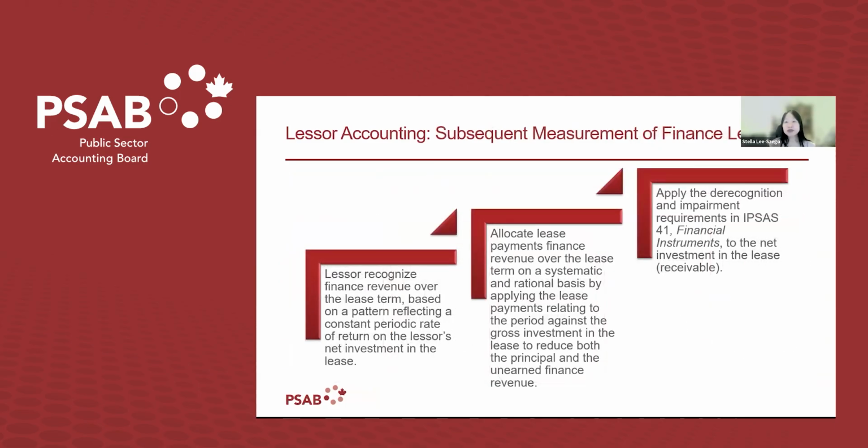A lessor recognizes finance revenue over the lease term based on a pattern reflecting a constant periodic rate of return on the lessor's net investment in the lease. A lessor aims to allocate finance revenue over the lease term on a systematic and rational basis. A lessor shall apply the lease payments relating to the period against the gross investment in the lease to reduce both the principal and the unearned finance revenue balances. A lessor shall apply the derecognition and impairment requirements in IPSAS 41, Financial Instruments, to the net investment in the lease receivable.